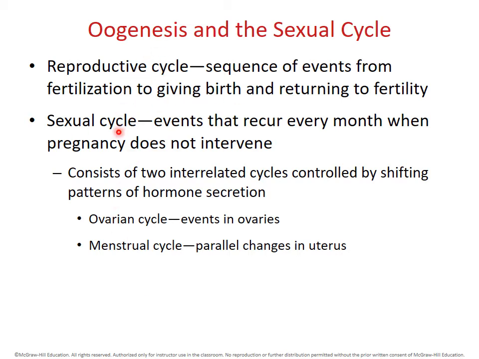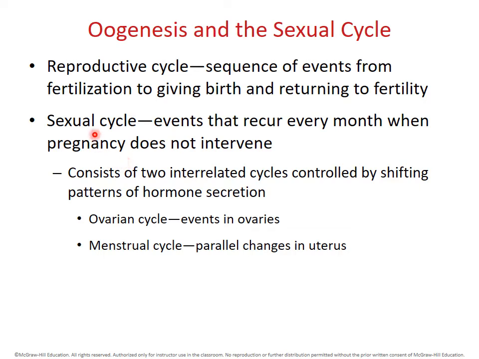First of all, there are two kinds of cycles that your authors like to talk about. A reproductive cycle is the cycle of events that occur from fertilization to delivery of a baby. That is known as a reproductive cycle, and of course that's approximately a 9-month cycle. The sexual cycle, on the other hand, is a 28-day cycle that recurs pretty regularly when pregnancy doesn't occur. So when the female is not pregnant, she has a very familiar 28-day cycle known as the sexual cycle.